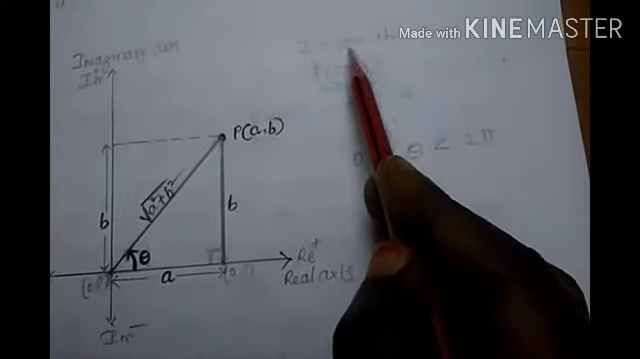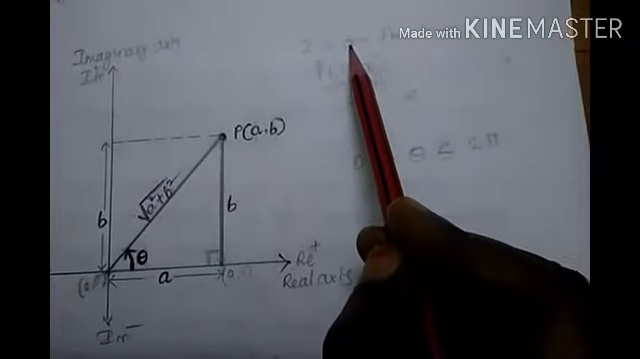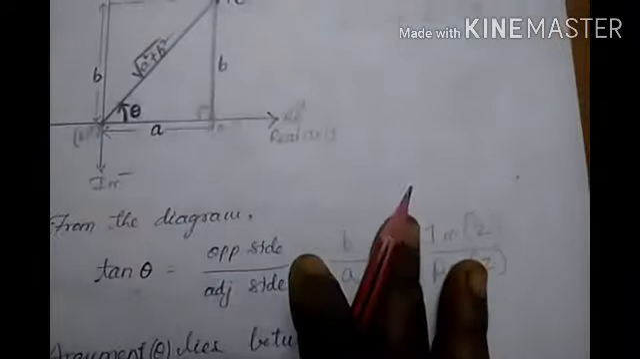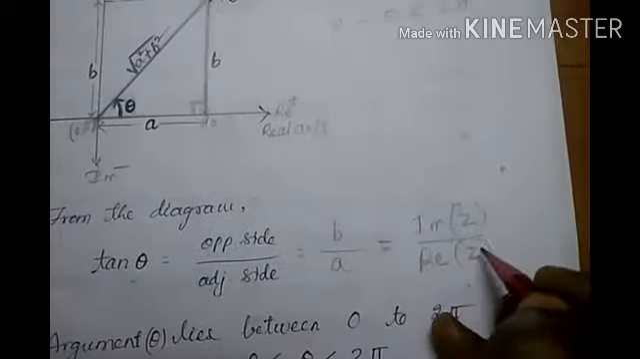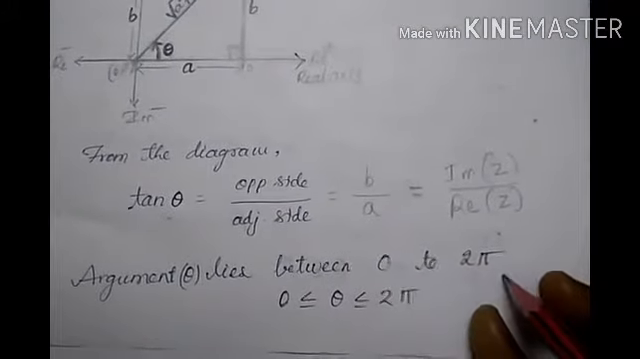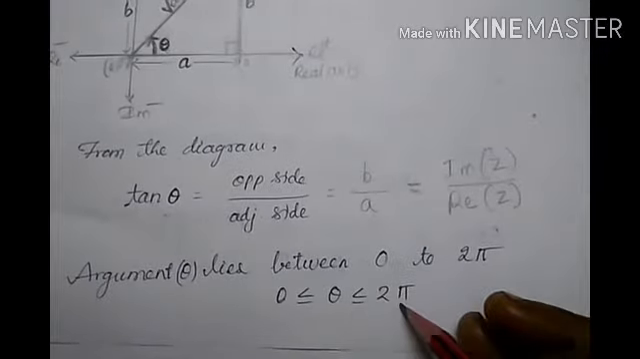Since in our complex number Z equals a plus ib, a is the real part and b is the imaginary part. So a is called real Z and b is called imaginary Z. So tan theta equals imaginary Z by real Z. In this case, the argument theta lies between 0 and 2 pi.